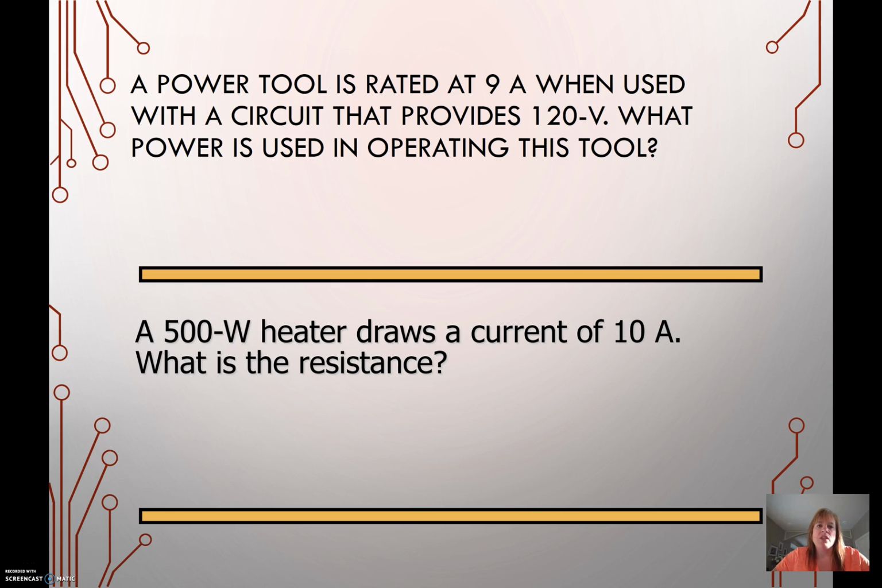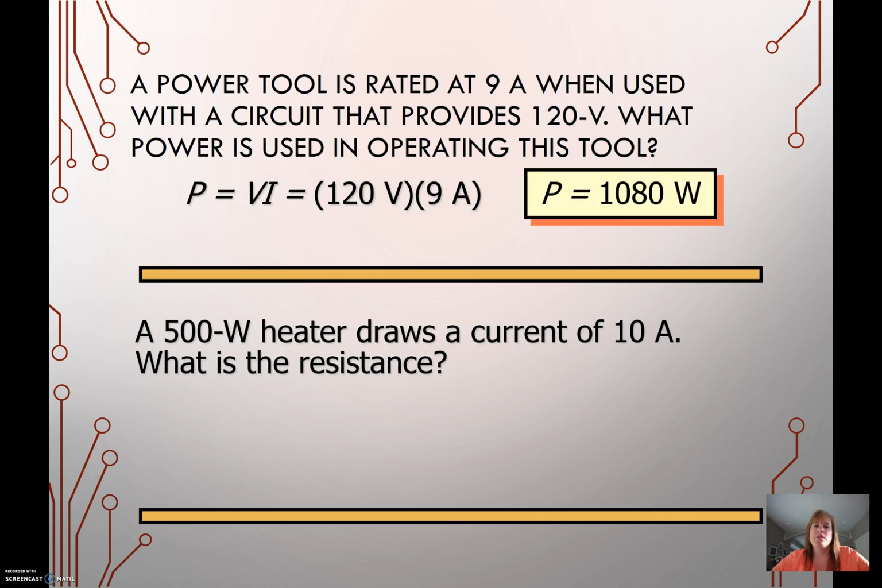Let's do some calculations. I want you to pause the video and see if you can calculate the power and the resistance in these two equations. Well, in our first one, it's straight P equals IV. Take 120 volts times 9 amps and you get 1,080 watts. So that's how much power this tool is putting out.